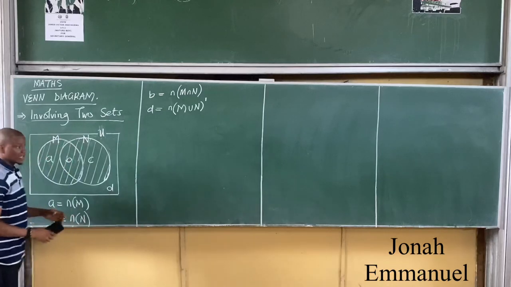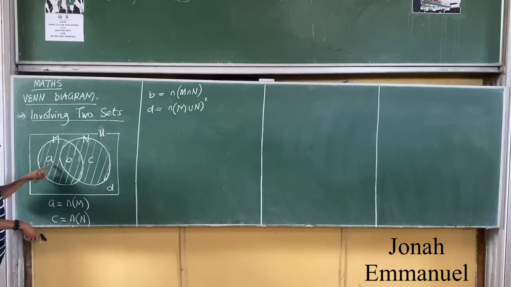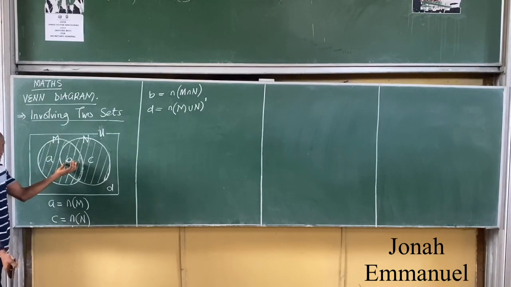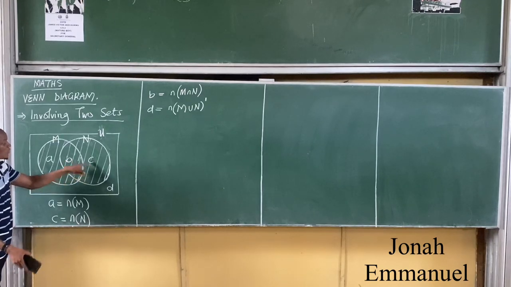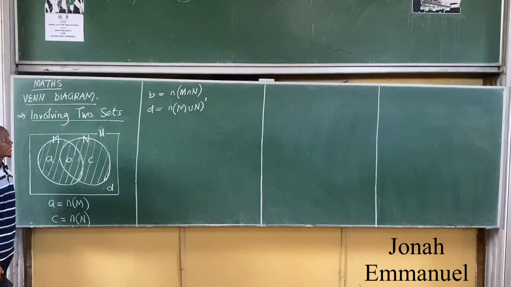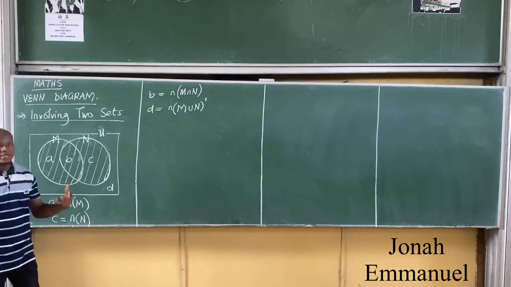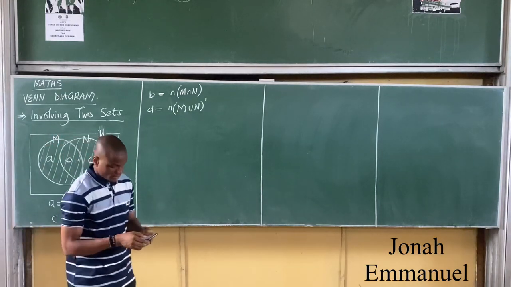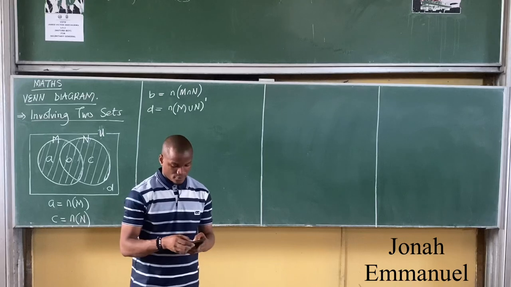So please look. Here is the total number of M, here is M intersection N, here becomes the total number of N, and here becomes M union N prime. So note these four states and how they work in set.